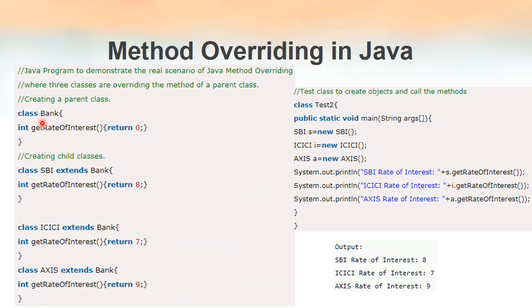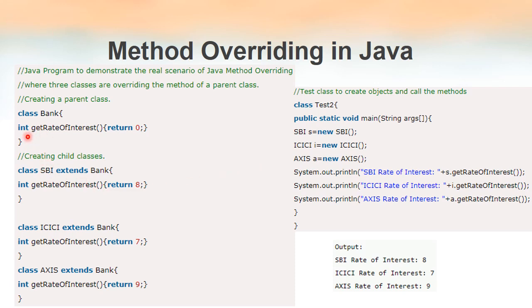So this is our implementation of the picture that is shown in the previous slide. I have created one class, the class name is Bank, and there is one method, getRateOfInterest. I am returning an integer value. Here it is returning 0. I have another class, say SBI, which is extending class Bank. So SBI is the child class of class Bank. Since there is an inheritance relation, this method will be available for class SBI also due to inheritance.